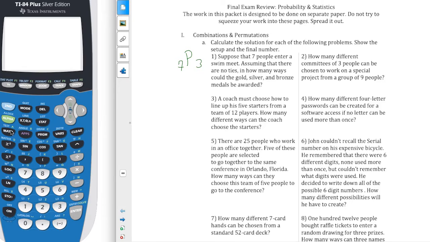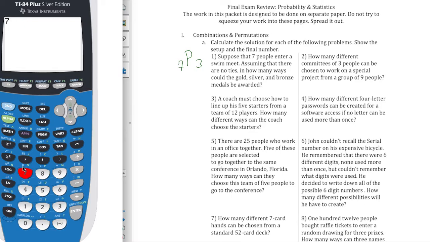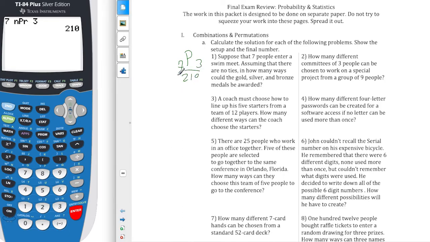So in the calculator, we're going to do 7 for n, and then in the math menu, I go over to PRB for probability, choose nPr, 3 for my r value, and so I get 210. So the answer for number 1 is 210.